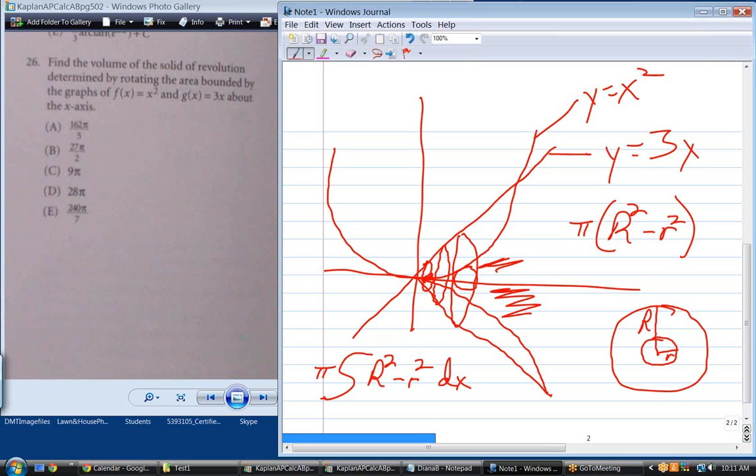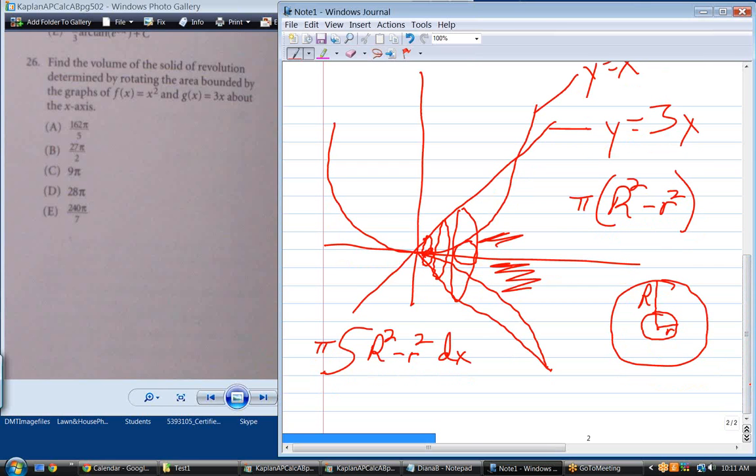Which one is the capital R squared? Or which one's capital R? Which function? It's the one that's above. In other words, the y equals 3x is always the big R. Notice that by the time my flower gets out to here, my outside radius is this. So your outside radius is always the function that's on top. And your inside radius is clearly the y equals x squared part.